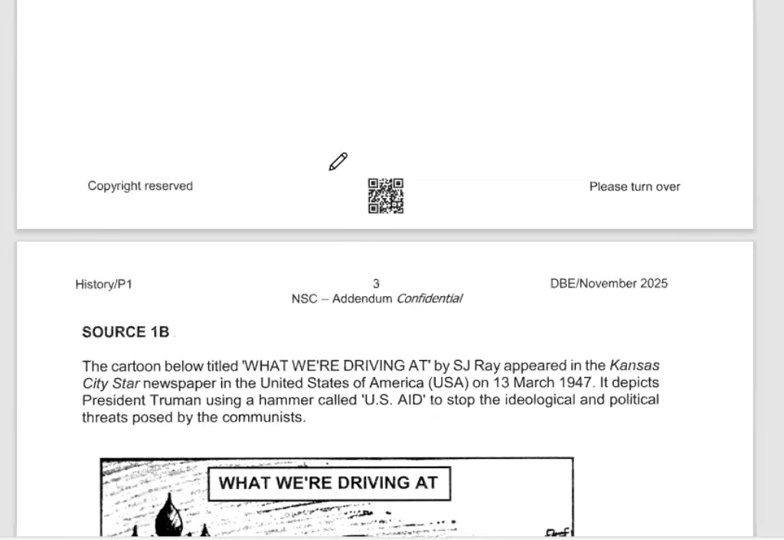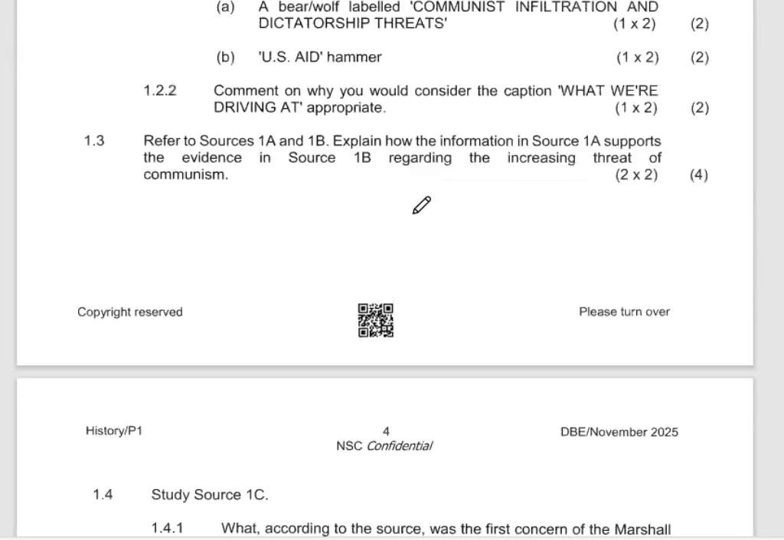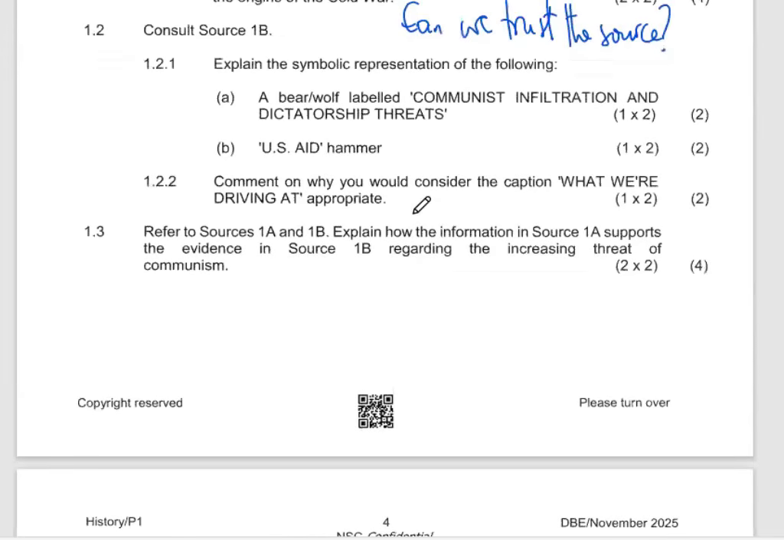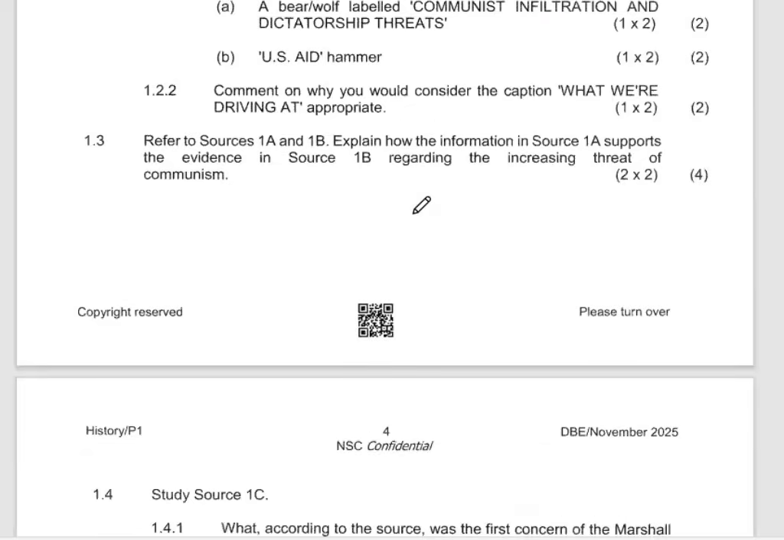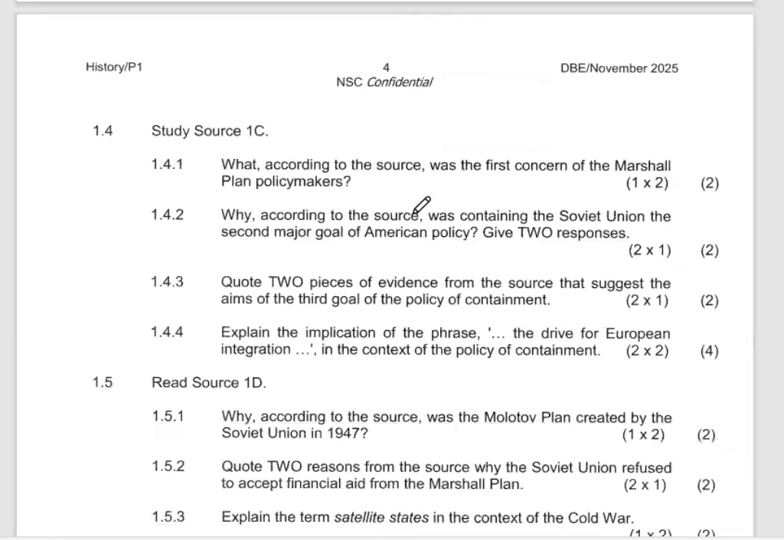Right, then you can highlight those two ideas. There are other ideas that we can also figure out from those two sources, and try to relate how they are portrayed similarly in the two different sources. And we move on to the next question. We are studying source 1C. What, according to the source, was the first concern of the Marshall Plan policymakers?